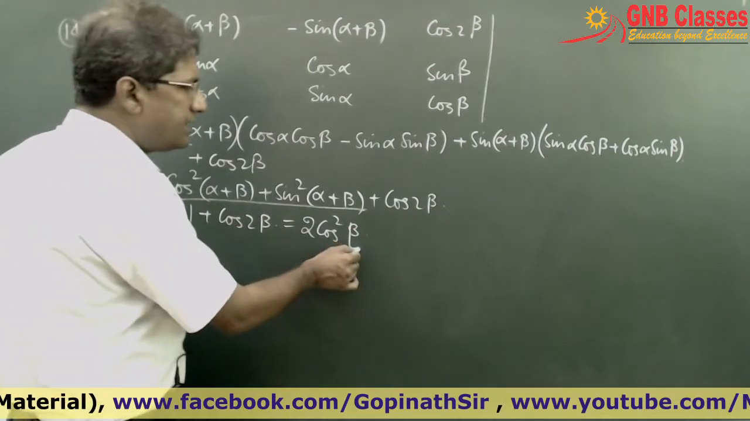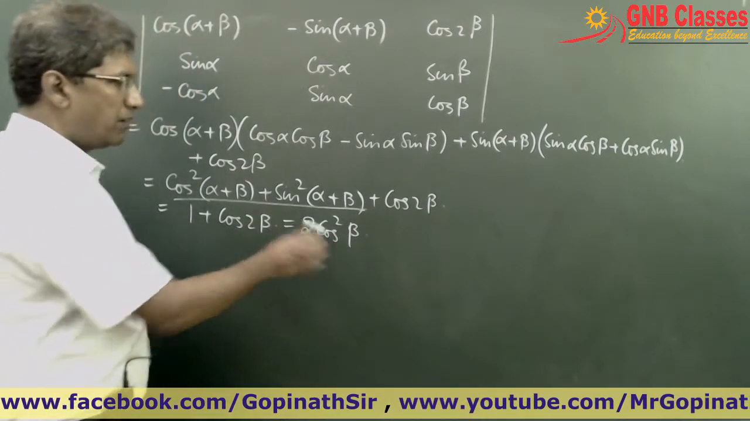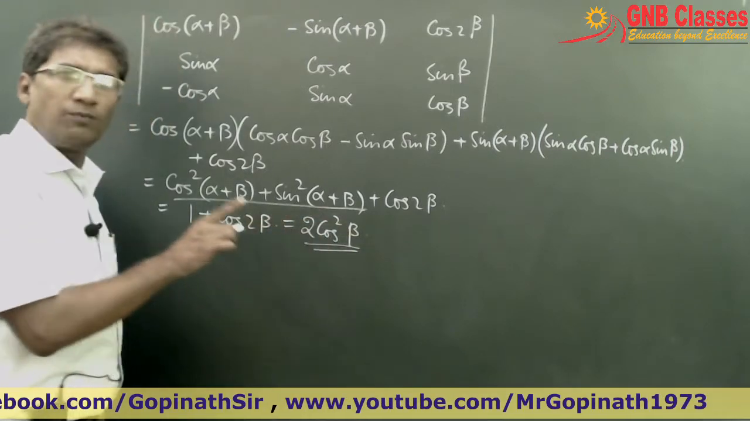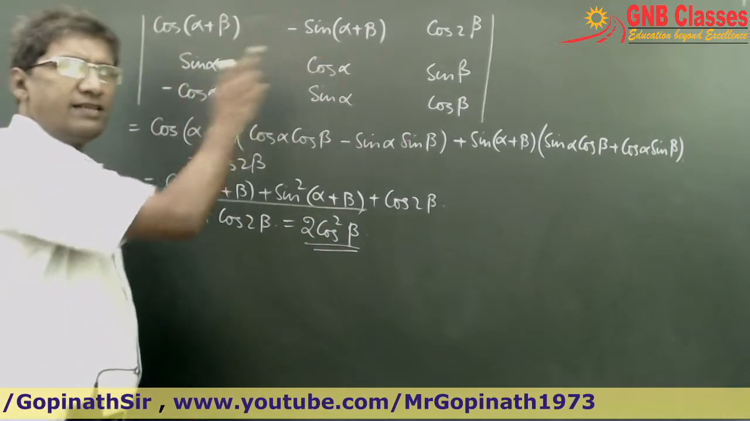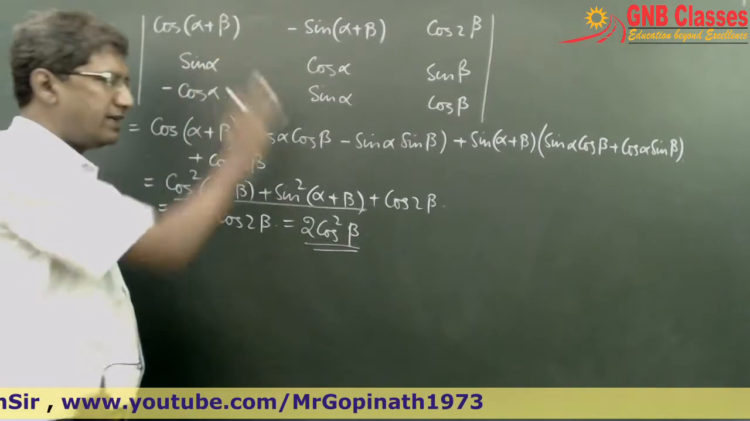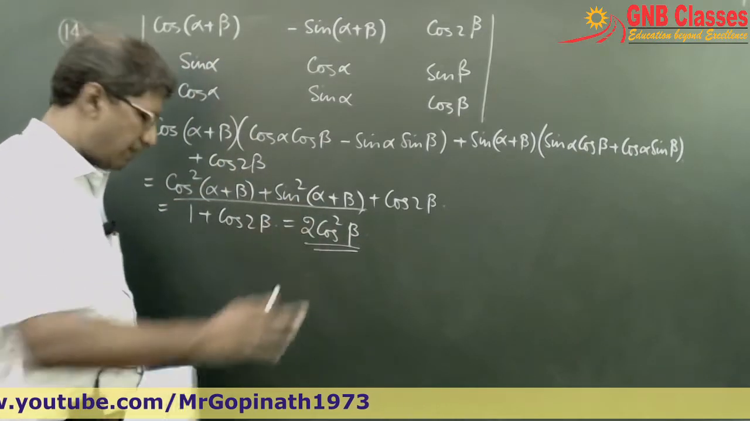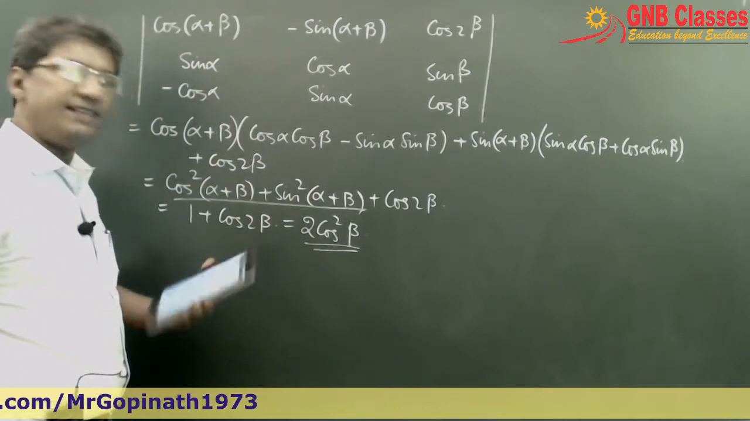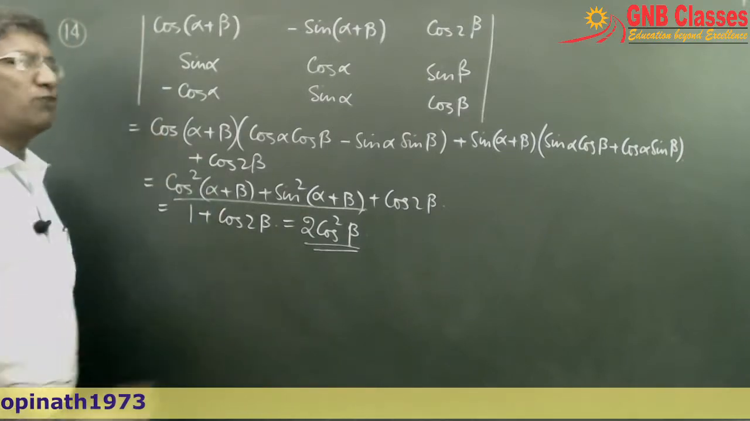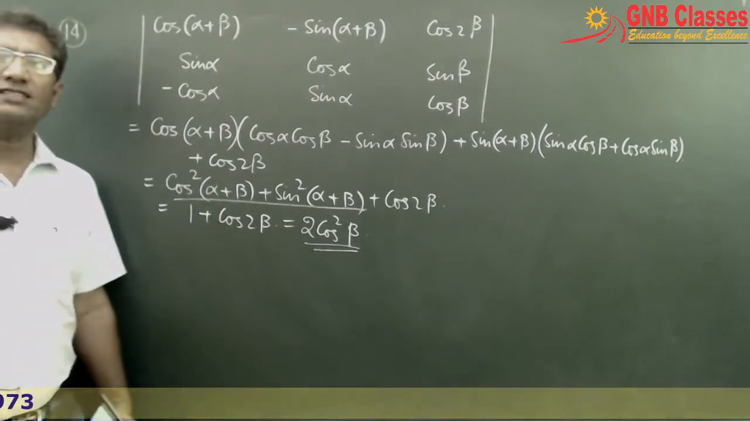So it is independent of alpha, because in the final answer there is no alpha. Therefore the value of this determinant is independent of alpha. Thus your option A is correct. So for question number 14, your option A is correct.